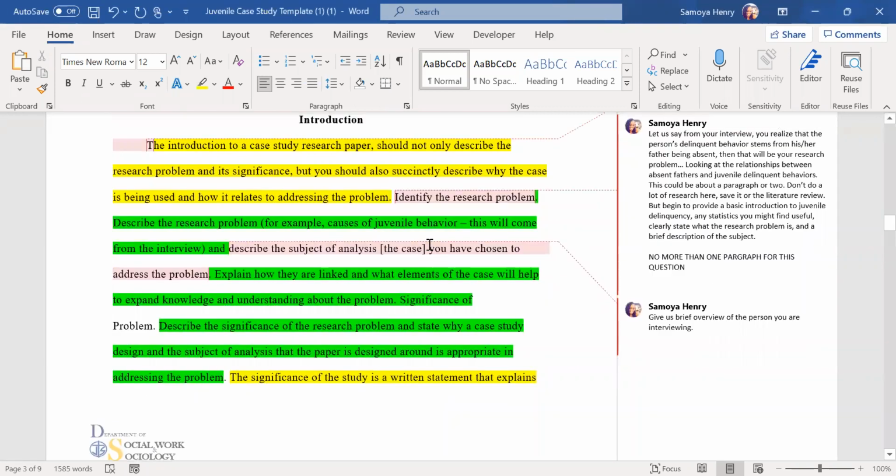Okay. Then the instructions come in green. It looks pink here because I have a comment, but it's really supposed to be in green. Identify the research problem. Let us look at that. Identify the research problem. Well, Miss Henry, we're not doing a research, we're doing a case study. So why am I identifying a research problem?